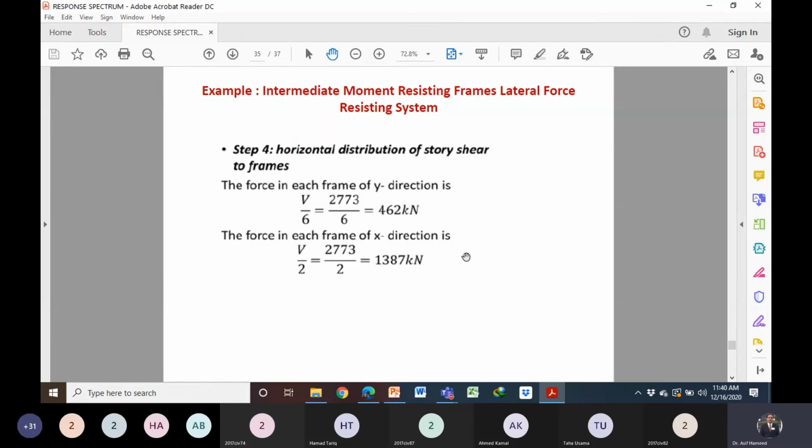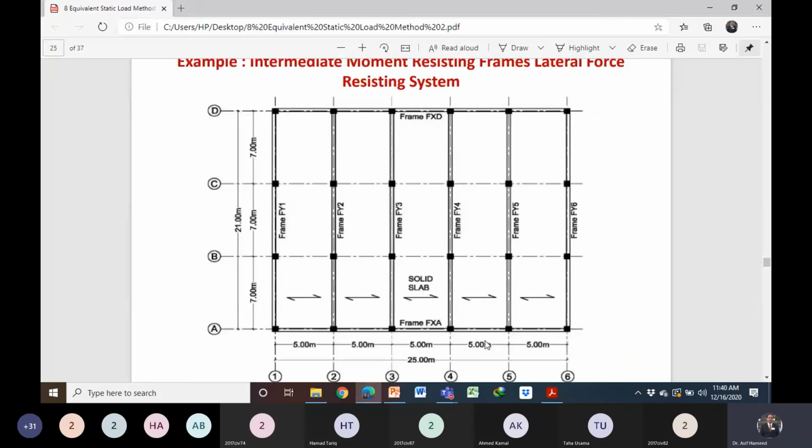Similarly, in the x direction we have two frames. Their stiffnesses are the same. So the stiffness of the frame in the x direction divided by the total stiffness of 2K is K divided by 2K, multiplied by V. So this is the base shear in each frame in the y direction, and this is the value of the base shear in each frame in the x direction. We have simply divided equally, because the stiffness is the same. If the stiffness is different, then you can calculate by using the formula which I've shown to you. ठीक हो गया? Any confusion?